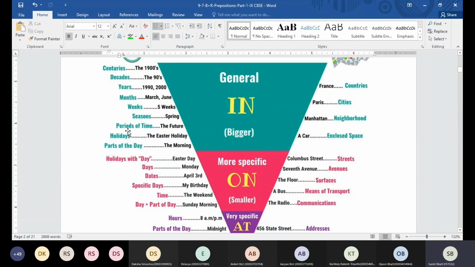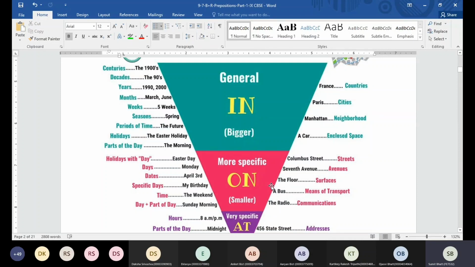Holidays we are referring to, or part of the day we are referring to. In all these cases, we are referring to some duration of time. Then we use the word in. Like in the 1900s, in the 90s we say, in 1990, in 2000, in March, in June, in 5 weeks, in spring we can say, in summer, in winter, in the future we can say, in the Easter holiday, and in the morning. Because in all these cases, we are trying to tell about the duration of time.